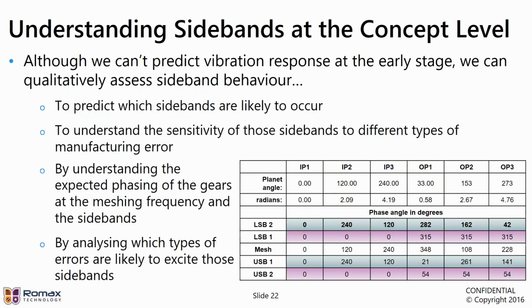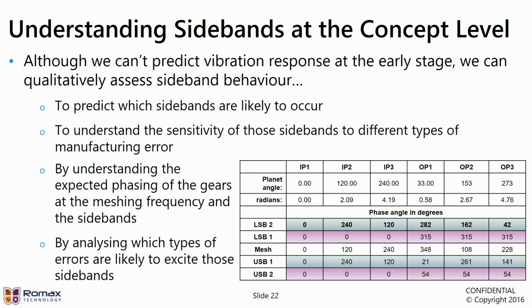Now, just taking one step back a little bit, remember I said that there was a need to be able to understand sidebands at the concept level because we have to define these very basic properties of number of teeth on the gears, number of planets and spacing of planets. We need to decide this very early on, and we need some indication of what's going to happen early on. And we need that so we can predict which sidebands are likely to occur, to understand how sensitive those sidebands are to different types of manufacturing error.